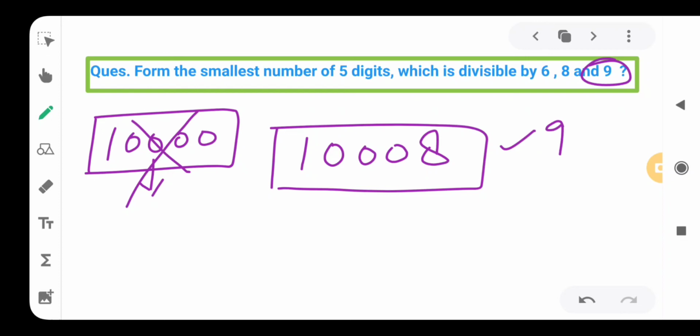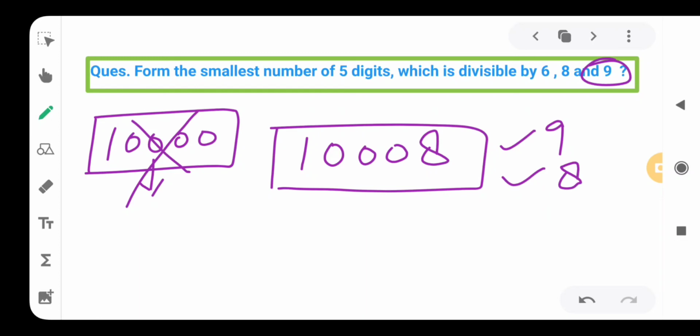Now let's check whether the last digits are divisible by 8 or not. So here we have the last 3 digits, 008, and 8 is divisible by 8, so this satisfies the condition of the divisibility test by 8.